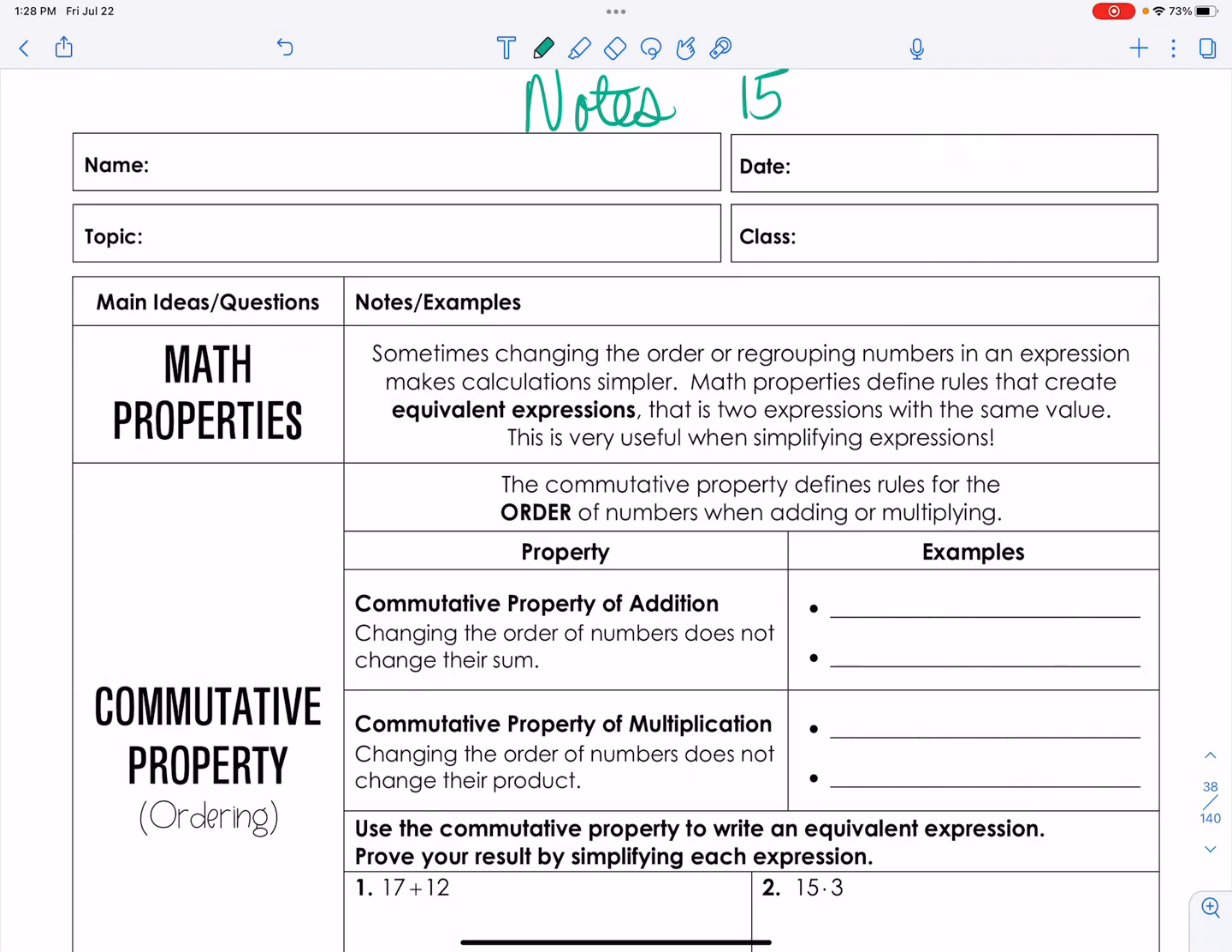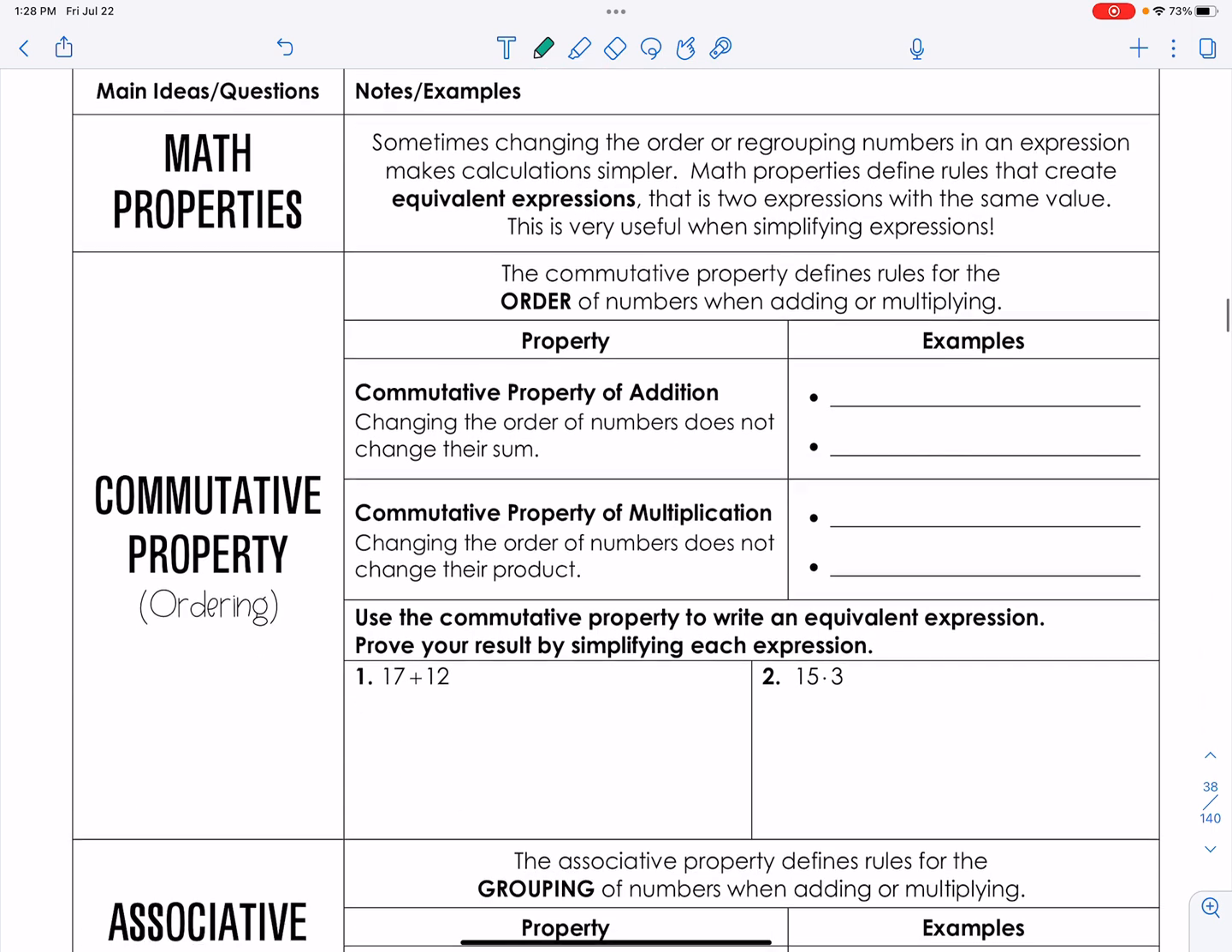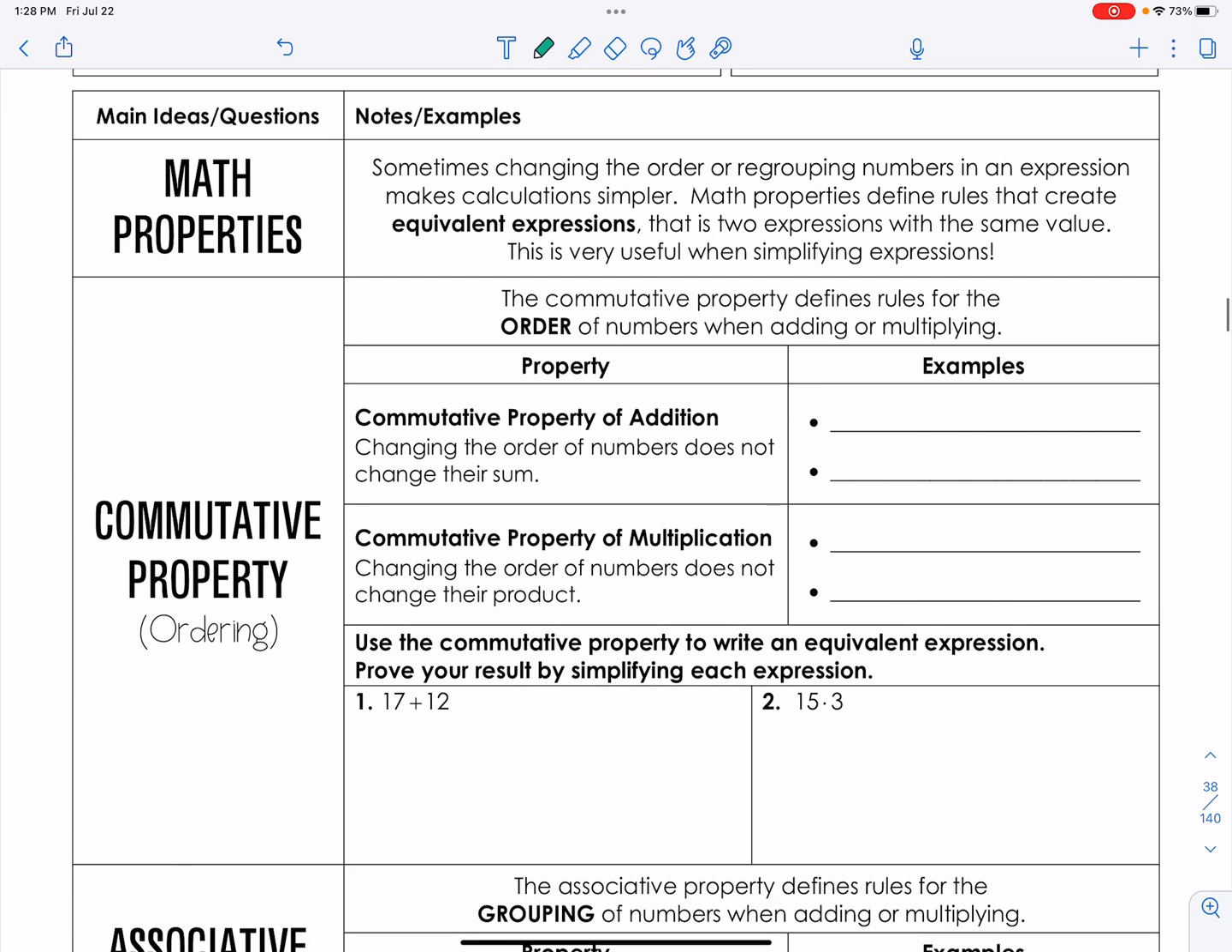This is notes page 15 and 16, and we are going to talk about math properties. These properties you're going to continue to use all the way through high school. The ones that really stand out are the ones we're going to go over today. These are the ones you're going to keep seeing again and again.